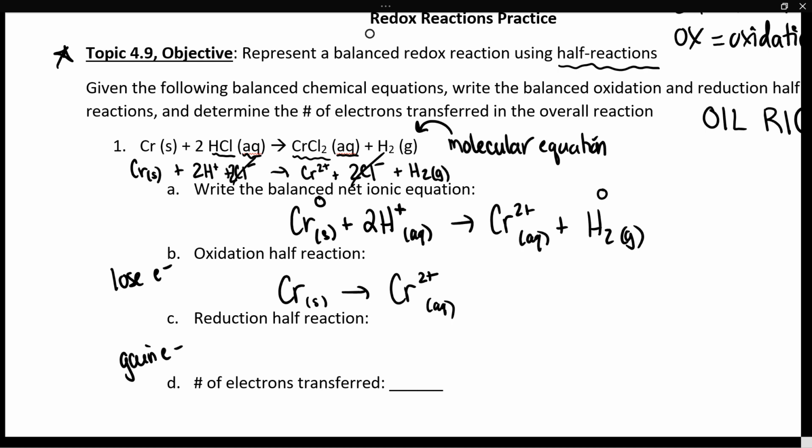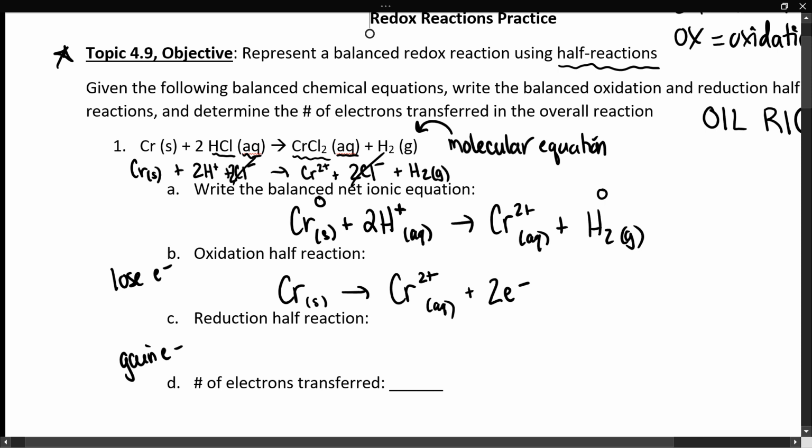So to show completely what's happening, chromium is going from 0 to +2, and in order to go from 0 to +2 it lost 2 electrons. So we're going to show the 2 electrons on the right side, because it's like my chromium is split apart into the chromium ion plus 2 electrons. So this chromium gave up 2 electrons, leaving behind the chromium +2 ion. This is how we would show an oxidation half reaction.